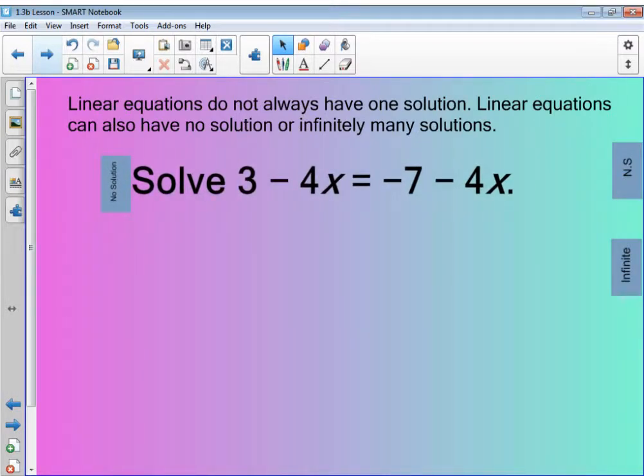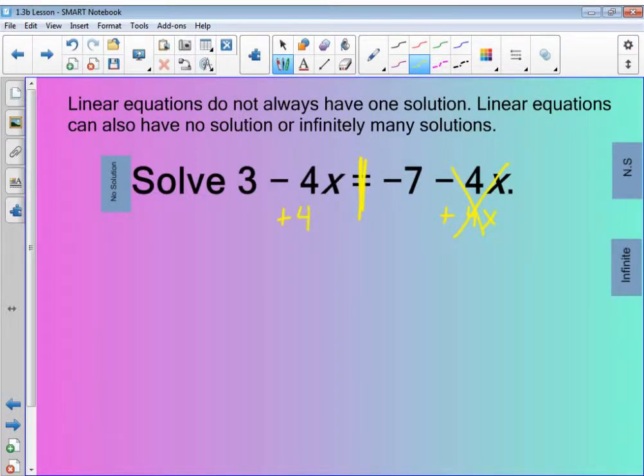Right now, I have 3 minus 4x equals negative 7 minus 4x. So we're going to start as we have in the past. It's when we get to our final answer that it's going to look a little bit different. As I work my way through this problem, I'm still going to work to get x's by themselves on one side. I like to work x's on the left side, so I'm going to go ahead and get rid of this one. So on this side of my equal sign, I'm going to say plus 4x.